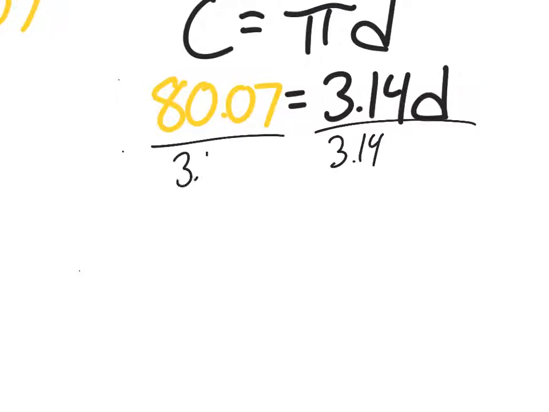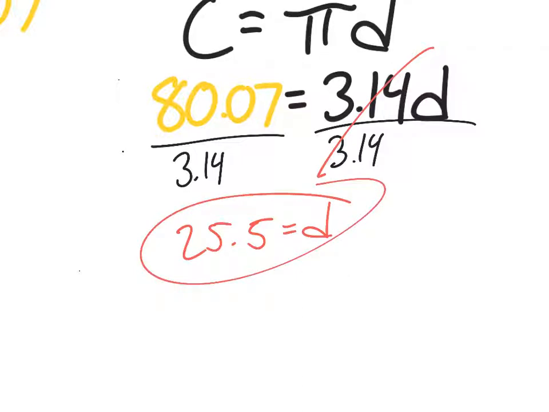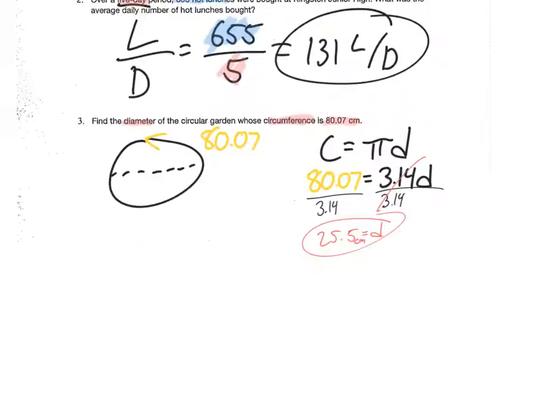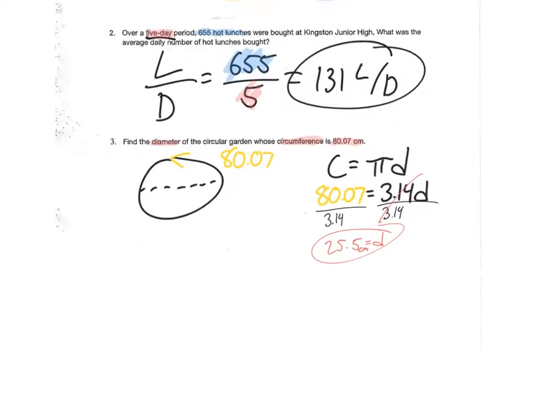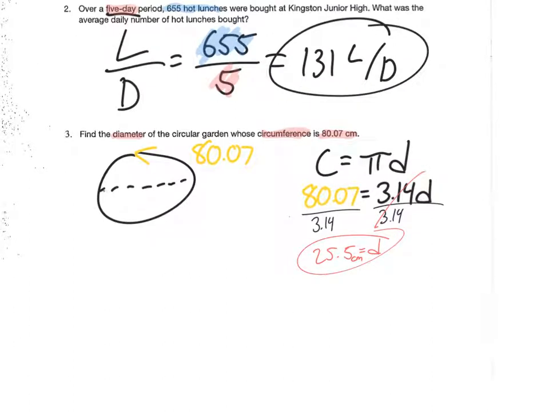The reason I divide both sides by 3.14 is because what I do to one side, I have to do to the other. These two will cancel out, and at this point, I just have 80.07, and I have to divide that by 3.14. When I divide those two, I get 25.5 for the diameter. And I believe that's centimeters. So our little garden is 25.5 centimeters all the way across.